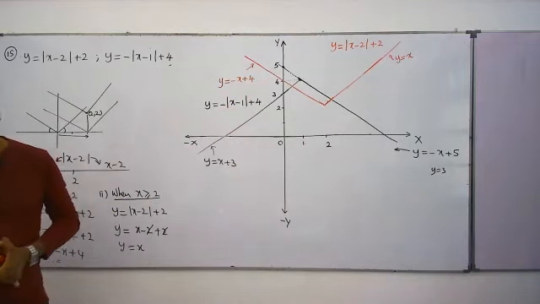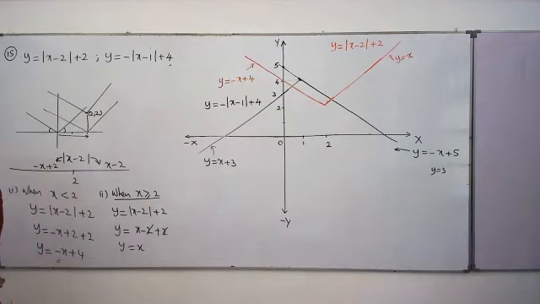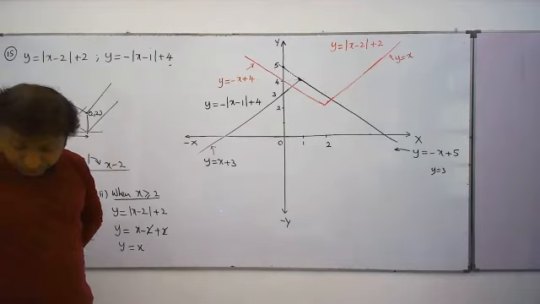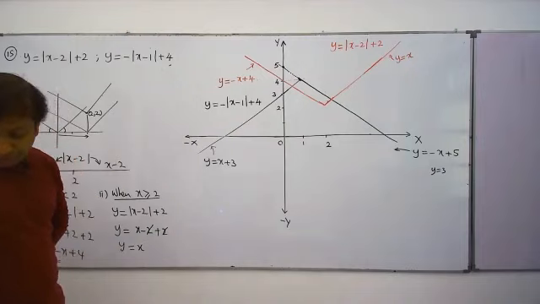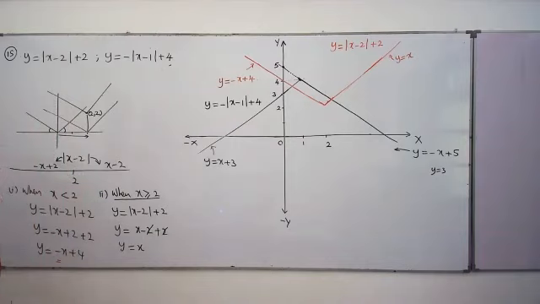Now people ask another question there. What is that question? Hence find the range of x for mod x minus 2 plus mod x minus 1 less than or equal to 2. Hence find.